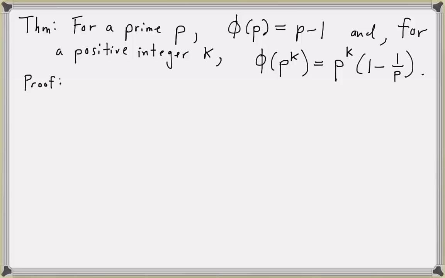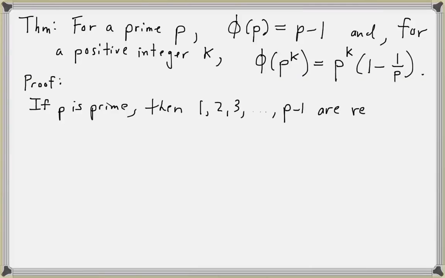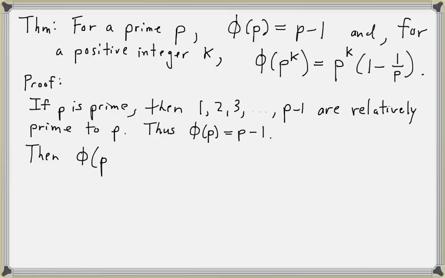Well, if p is prime, then 1, 2, 3, up to p minus 1 are all relatively prime to p. Thus, phi of p equals p minus 1. Now let's consider phi of p to the power k, where k is a positive integer. Well, the numbers between 1 and p to the power k, there's p to the k of them.